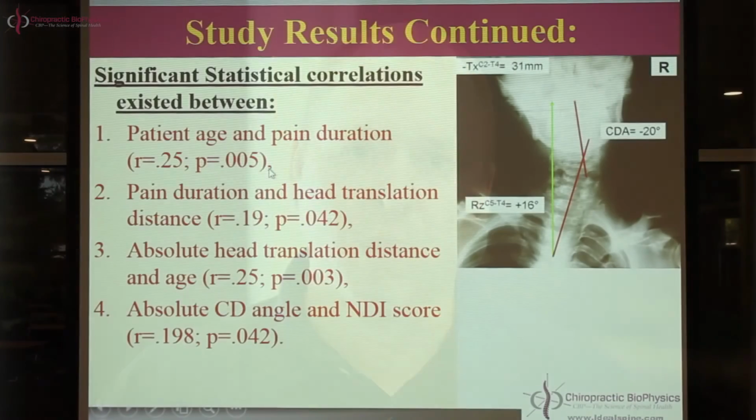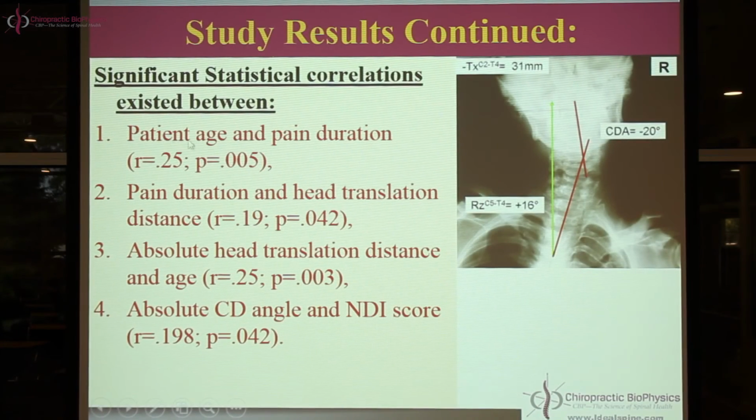Number one, I'll explain each one of these. Patient age and pain duration were correlated. What does that mean? What that means is the older you get, when you have pain, it doesn't just go away. The older you are, the longer your pain has been there. Now that really sucks. That means if you got pain when you're 20, when you're 40, you're going to have pain. That's what this means.